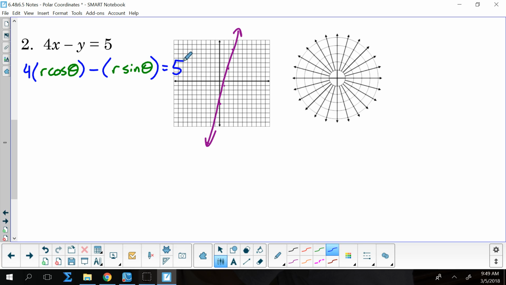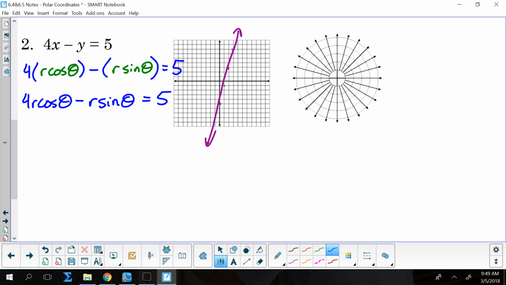Solve it for r. Agree with my first step? Yeah? So then you get 4r cosine of theta minus r sine of theta equals 5. Yes?